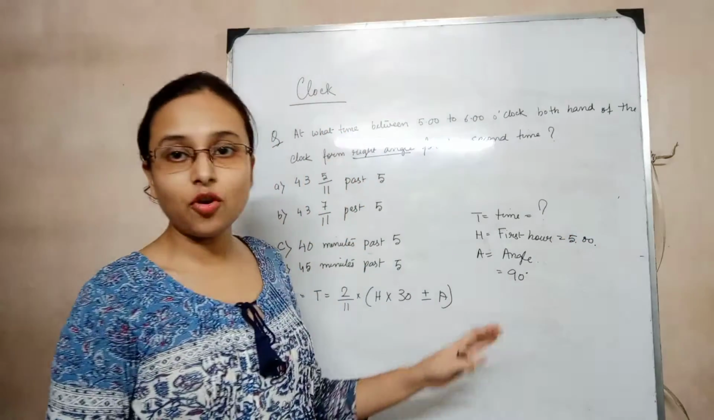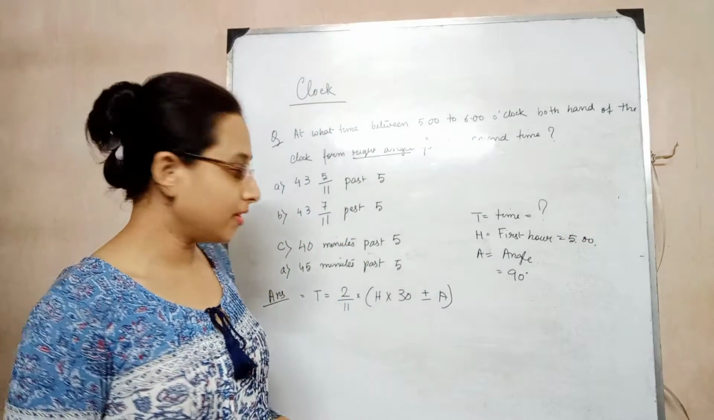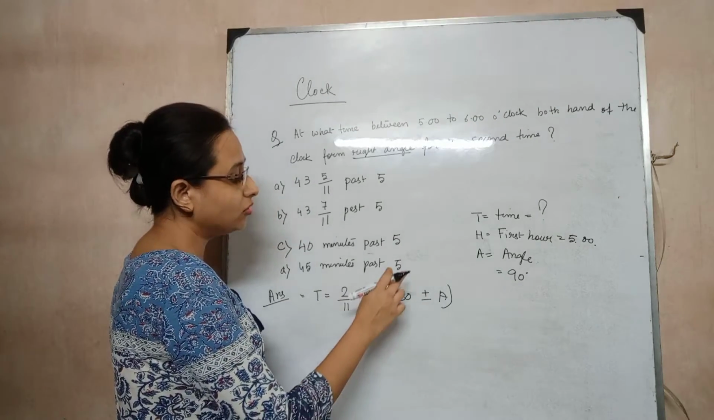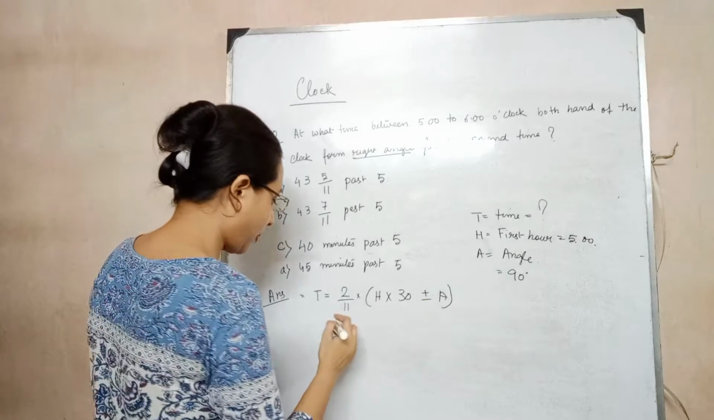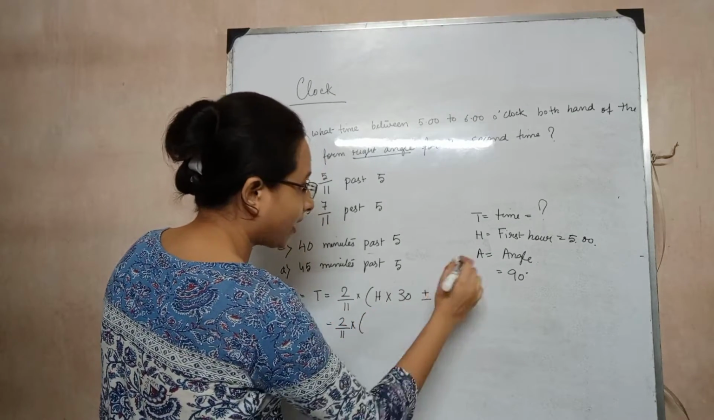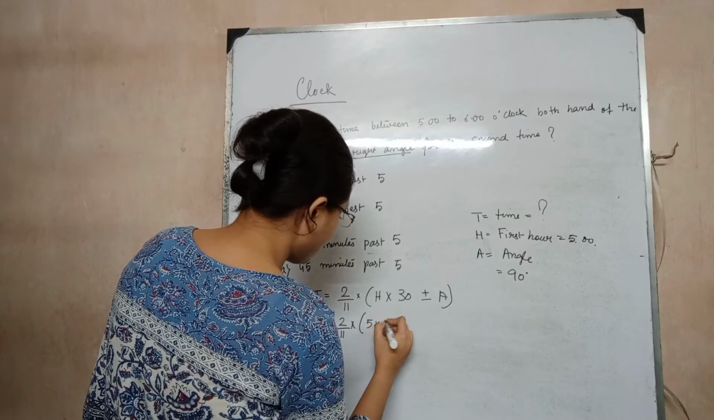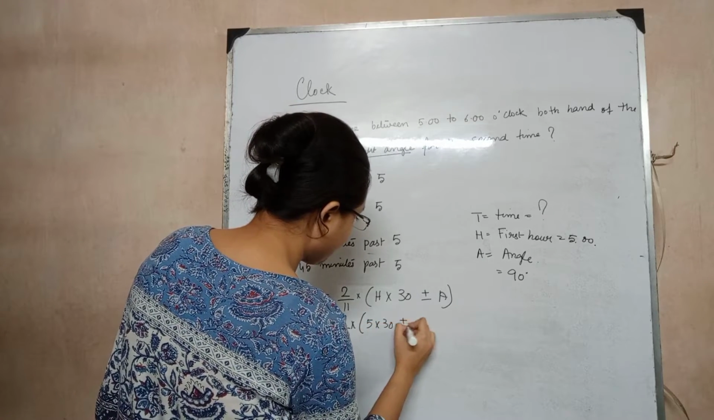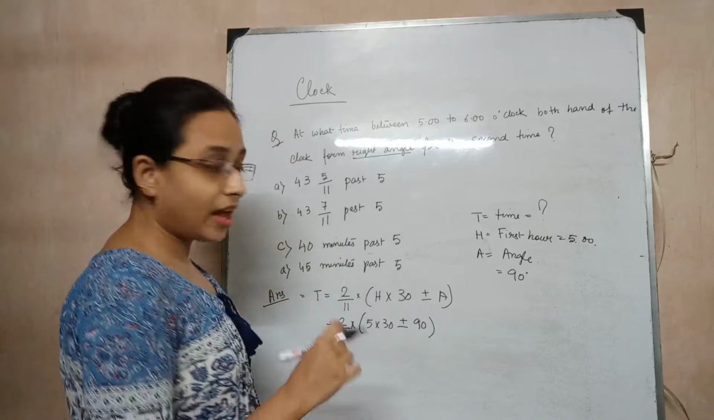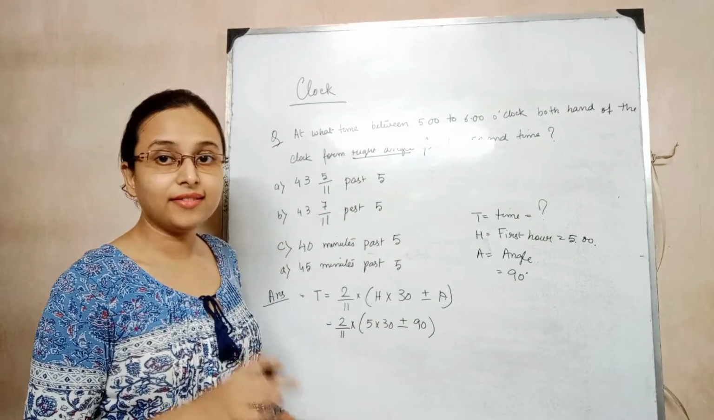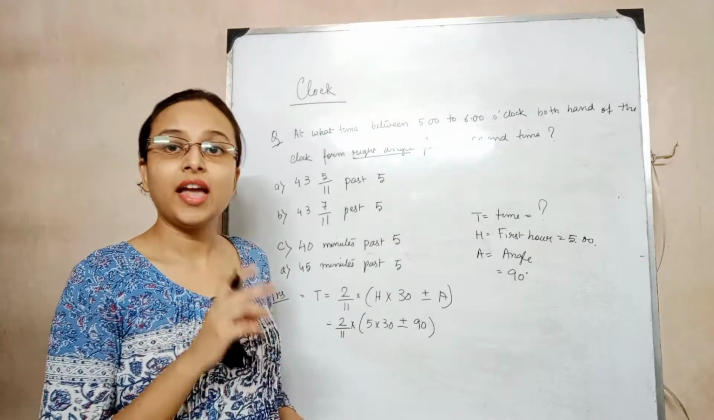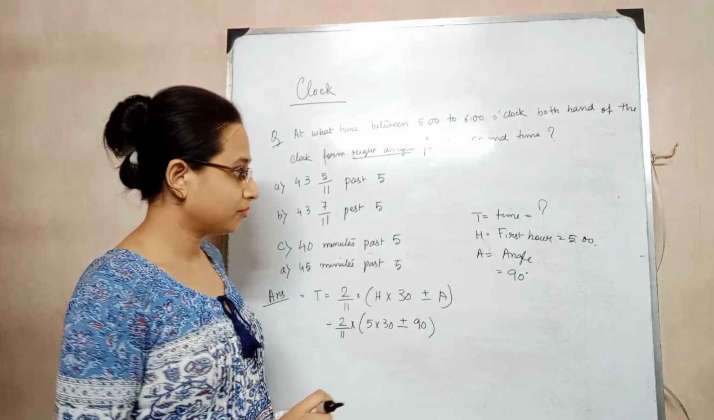Right? So we have all the necessities, that 2 by 11 into H into 30 plus minus A. So 2 by 11 into H, that is 5, into 30 plus minus A, that is 90. Now since it is plus and minus, I will assume 2 figures, that is T1 for plus and T2 for minus.